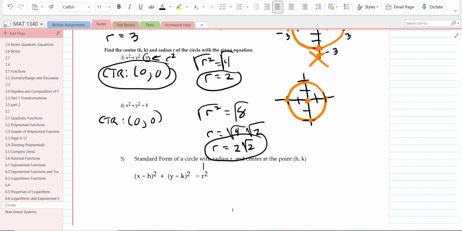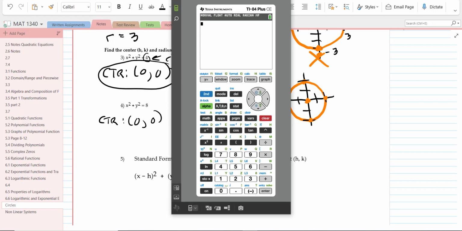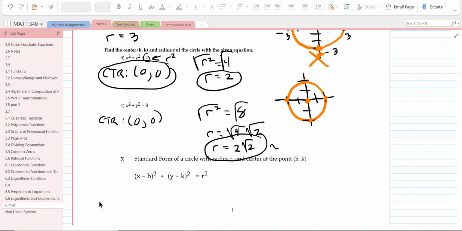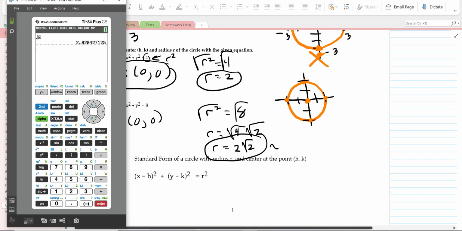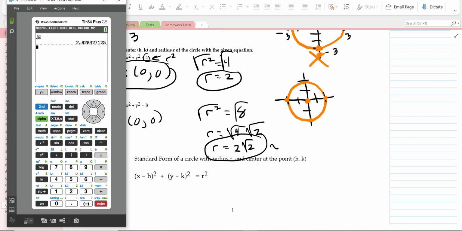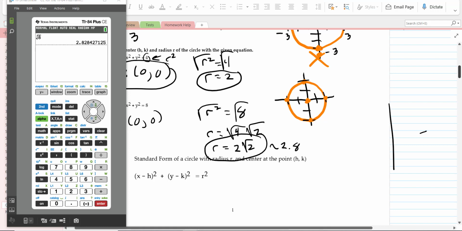So if you're going to draw a picture of this problem, then I would just go ahead and take the square root of 8 and approximate that. So that is approximately, whoops, happened to my calculator. Got the calculator working again at least. So that is about 2.8. So again, if you draw your picture on this one, you're just going to go out about 2.8 units.